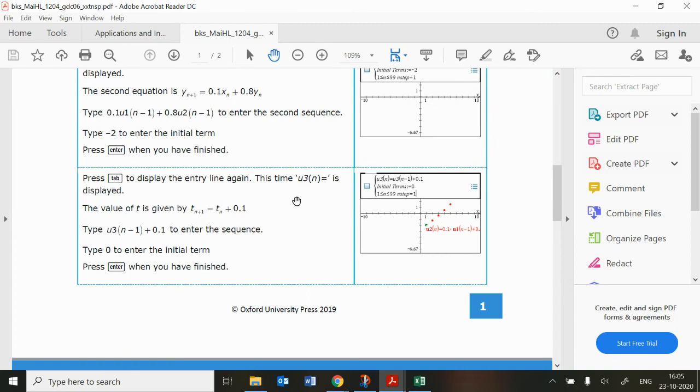So that's easy. Again, we can put in another entry line here. Tab, display the entry line again. This time we're going to come up with a new sequence here. And so we're setting up this new sequence, and this one is pretty straightforward. We're saying the previous one plus 0.1. Let's start at 0 for the time, and let's go up in ones.